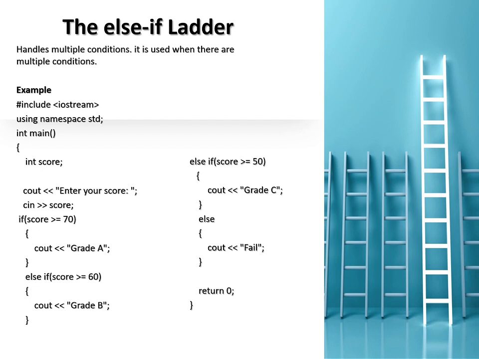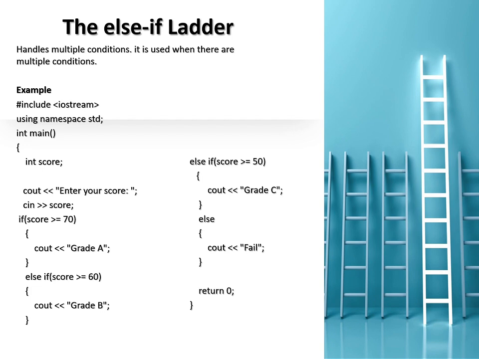So if you have 70, you will have grade A. A value greater than or equal to 70, you have grade A. Then 60 to 69, you have grade B. 50 to 59, you have grade C. Then below 50, you have fail.